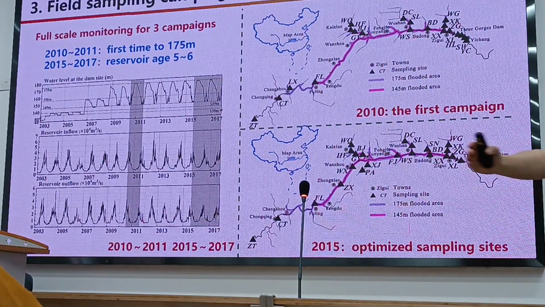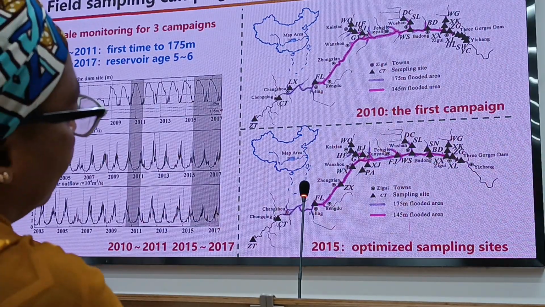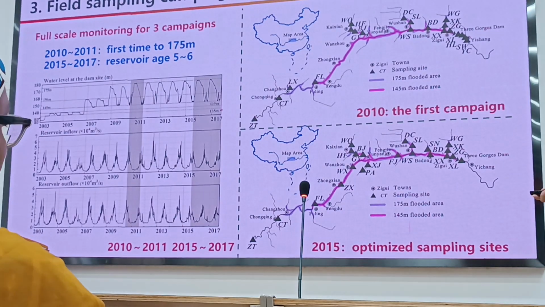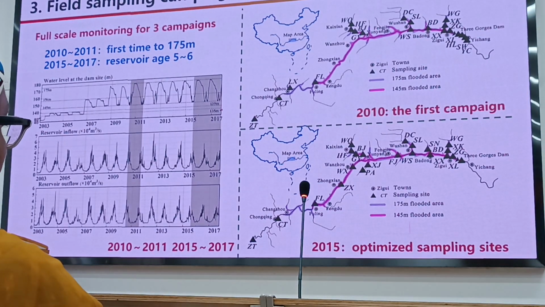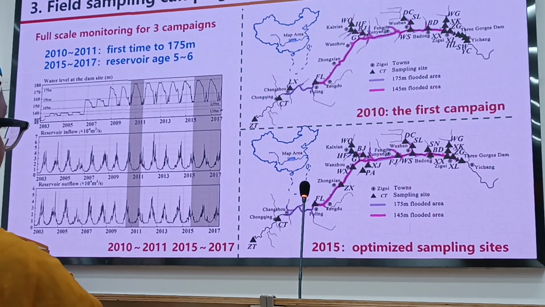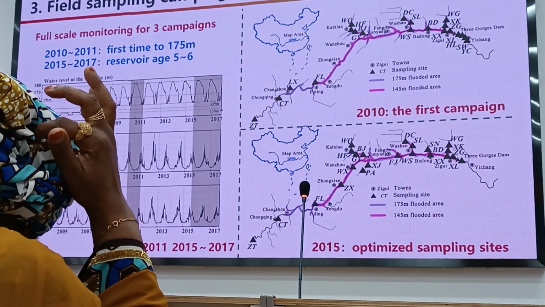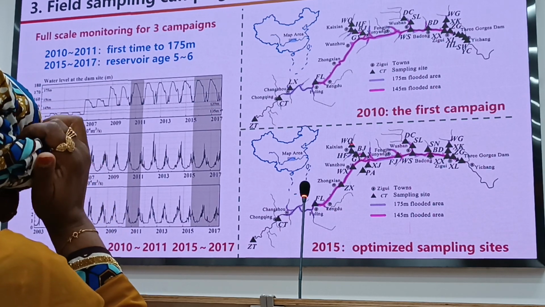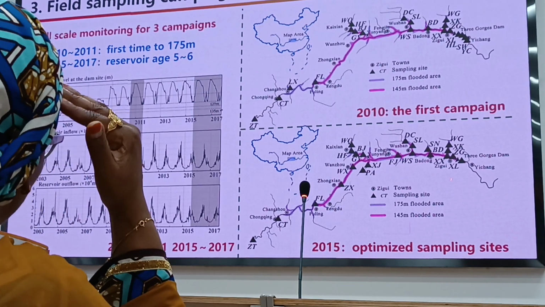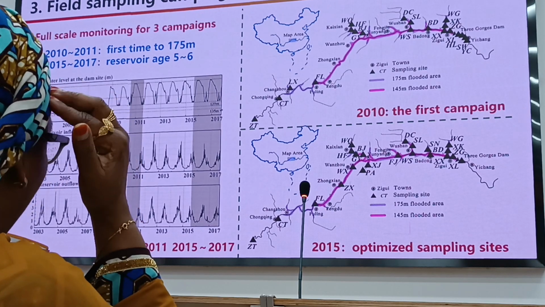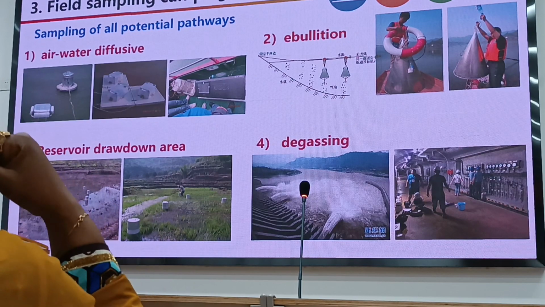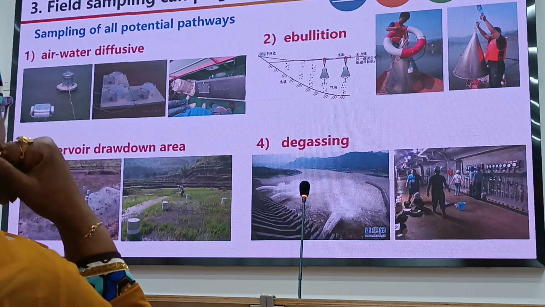The primary impoundment process of the China Three Gorges Dam took 7 years, from 2003 to 2010. And we started the first sampling campaign in 2010 to 2011, and also from 2015 to 2017. And we optimized the sampling sites here. You see, the sampling sites are already optimized. And we took samples of the air-water diffusive flux.